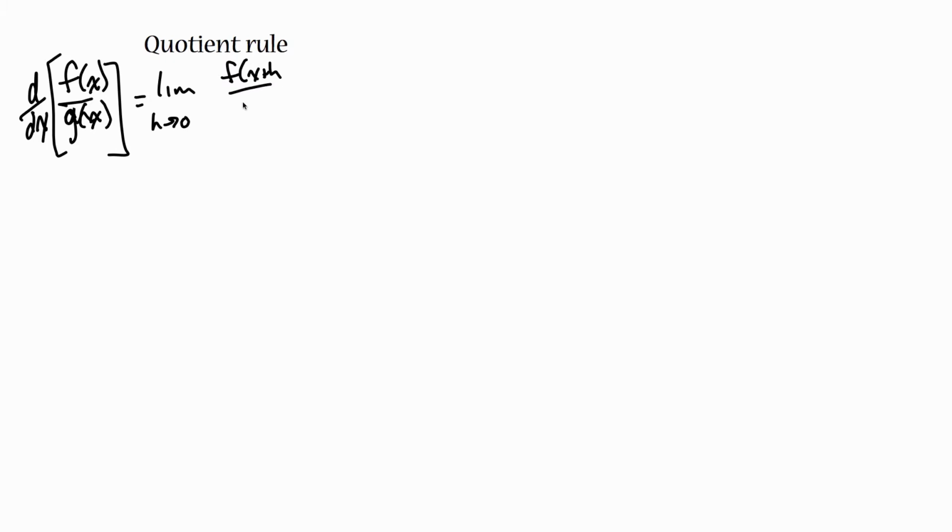And unsurprisingly, the proof of the quotient rule looks a whole lot like the proof of the product rule. So if I've got my f at x over g at x, and I want to take the derivative of that quotient function, by definition that's the limit as h goes to 0 of f at x plus h over g at x plus h minus f at x over g at x all over h.